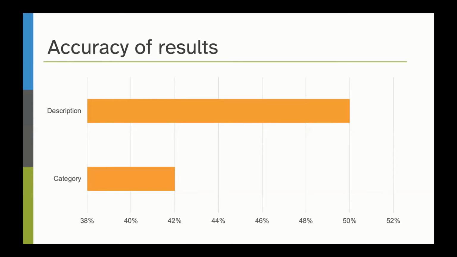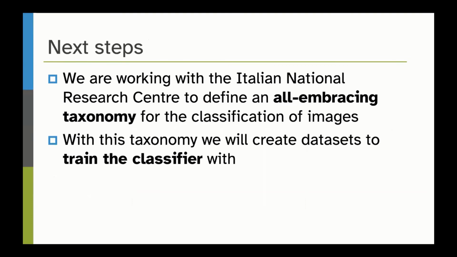And to improve this work, we are now working with the Italian National Research Center to create a broader and all-comprehensive taxonomy, which will help us define more accurate data sets that will enable us to train the classifier. I think that with a new taxonomy and new data sets, the overall accuracy of the classifier will improve a lot. Thank you, and I leave the stage to Richard.